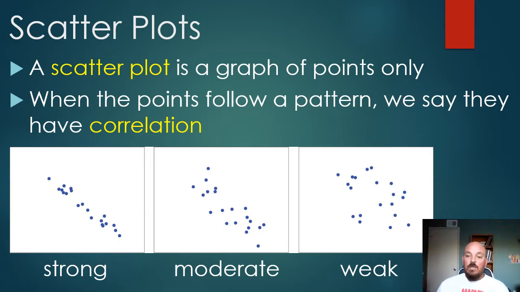So that's what we mean when we say correlation. We ask, is it just a bunch of points that I don't see any pattern to? That would be weak correlation. Or do we see a nice, neat pattern to them?